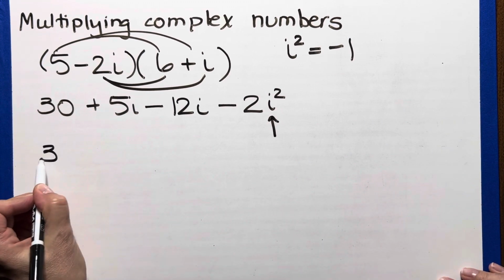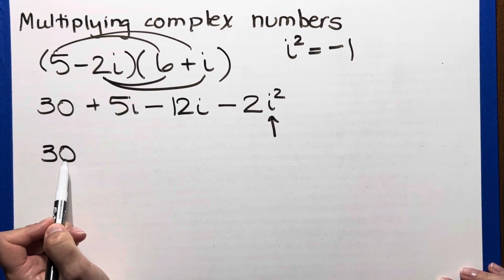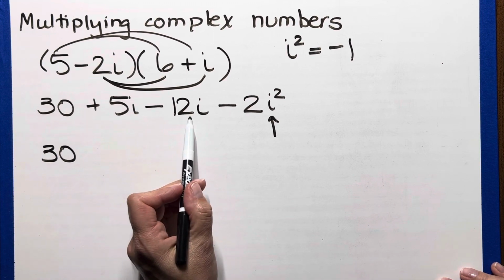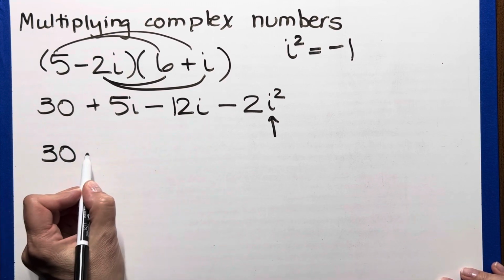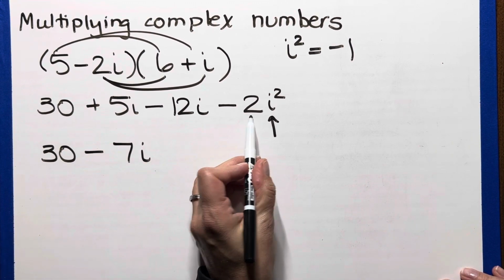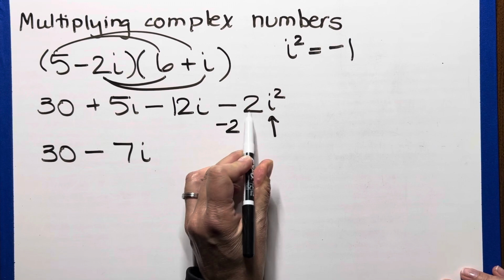So let's see what we can simplify. I'm going to leave my 30 for now. A plus 5i and a minus 12i, I treat the i kind of like I would a variable. This becomes minus 7i. Now over here, it's this -2.